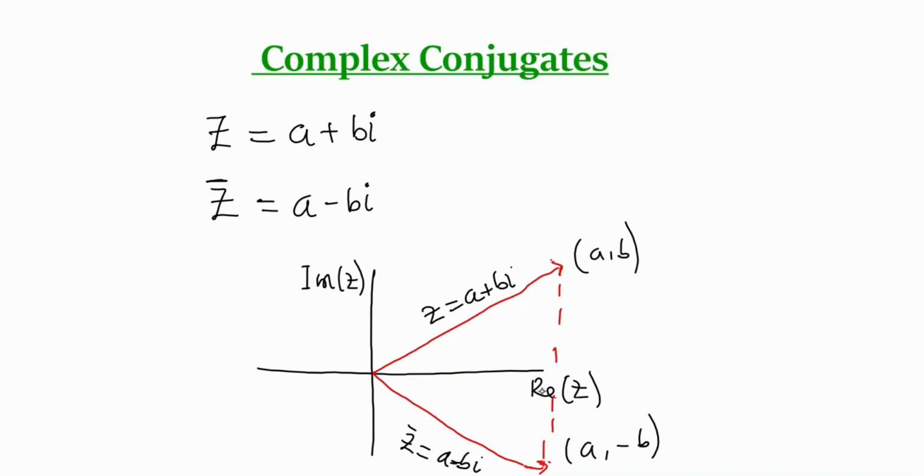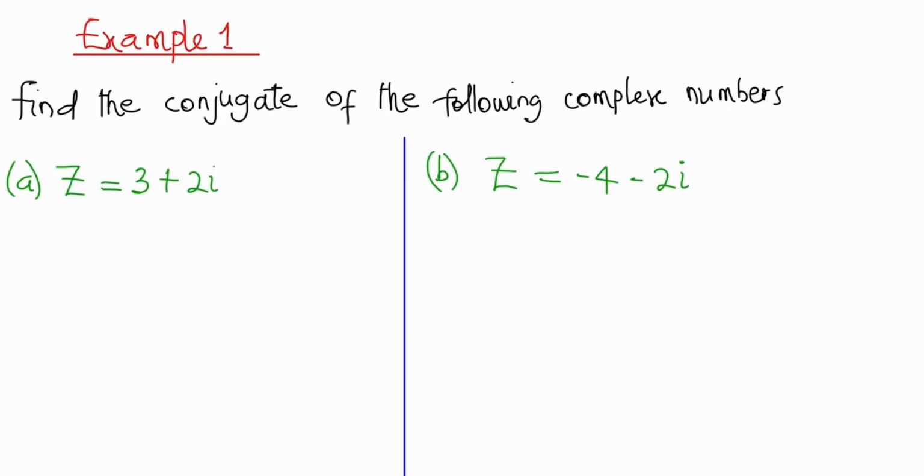Now let's take an example on complex conjugates and see how best we can analyze and solve them. For example, one says find the conjugate of the following complex numbers. z is equal to 3 plus 2i. So that is z. Its conjugate z bar will be equal to the opposite sign of the imaginary part. So 3 minus 2i becomes the conjugate of z equals 3 plus 2i.